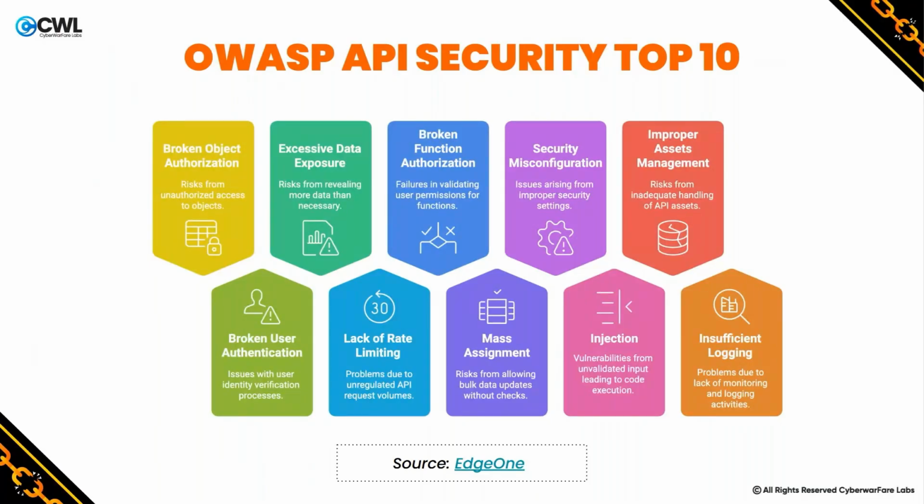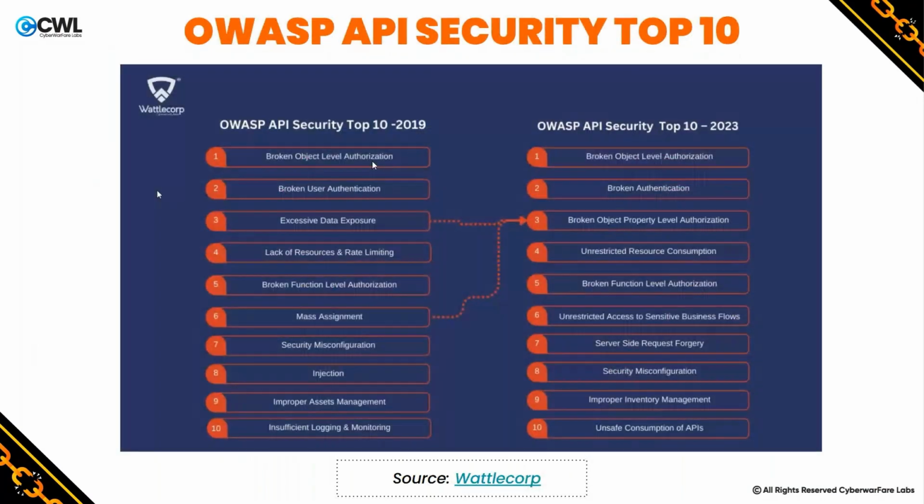And if we compare this against 2021, we can see that we had broken object level authorization, which remained on top for the last 8 years. Then we have broken user authentication, which again remains the same. Some of these, that is excessive data exposure and mass assignment, were merged into broken object property level authorization. And the rest of these remain pretty much the same or similar.